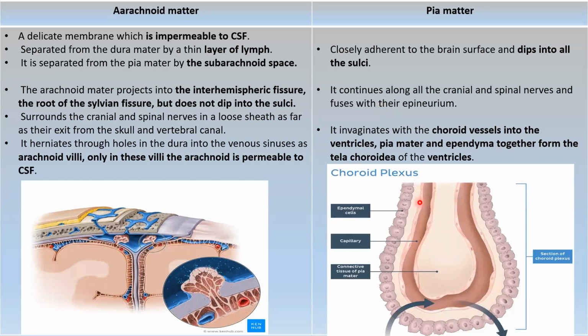The pia mater invaginates with the choroid vessels into the ventricles, and the pia mater, along with the ependyma, forms the tela choroidea of the ventricle, which is a highly vascularized loose connective tissue, and it gives rise to the choroid plexus. Therefore, we can say that the pia mater contributes to formation of CSF, while the arachnoid mater, through the arachnoid villi, contributes to absorption of CSF.